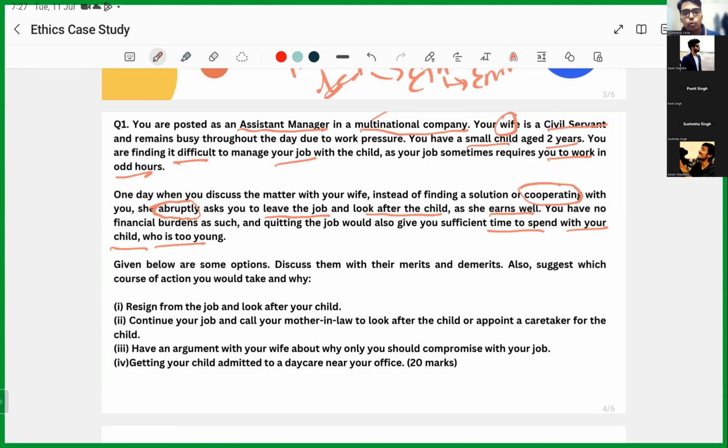Okay, now going to the second option. Given below are some options. Discuss them with their merits and demerits. Also suggest which course of action you would take and why. Now, attempting this case study will have two approaches. First, you discuss all the merits and demerits of all the four options, and then take the course of action.